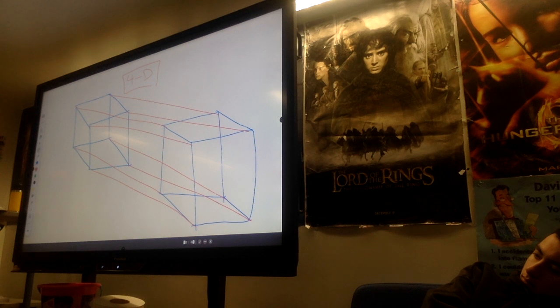So if I were to take those 2 boxes, such as my blue boxes, and then I connect all the corners to each other with a piece of string, I then have a representation of a 3-dimensional object which actually lives in the 4th dimension.